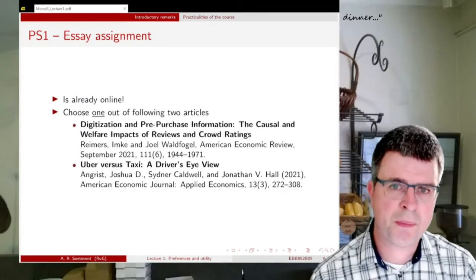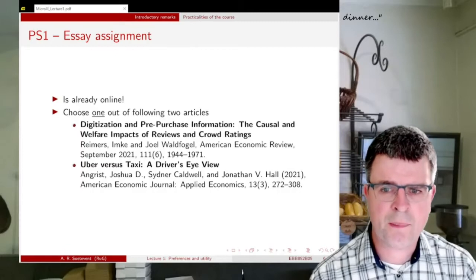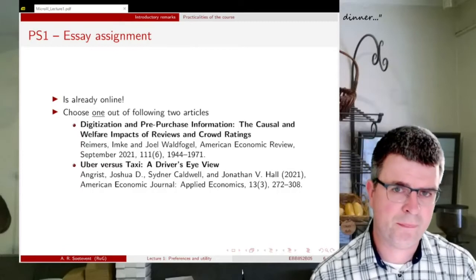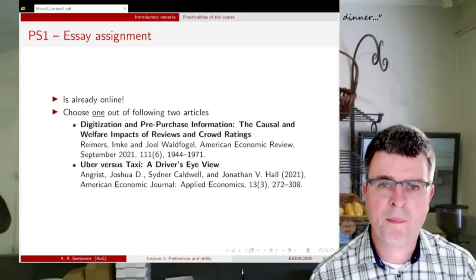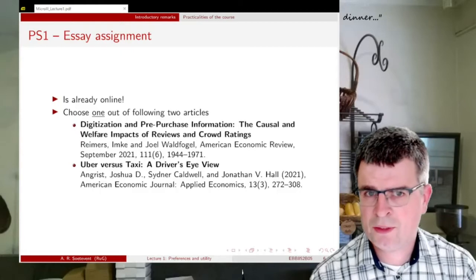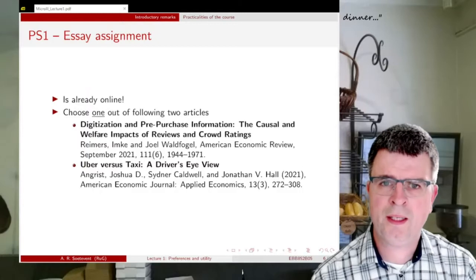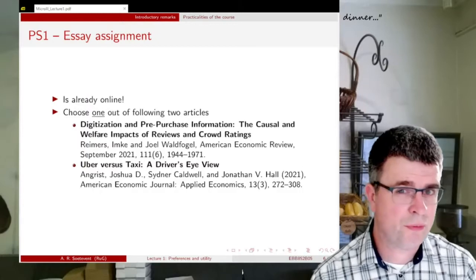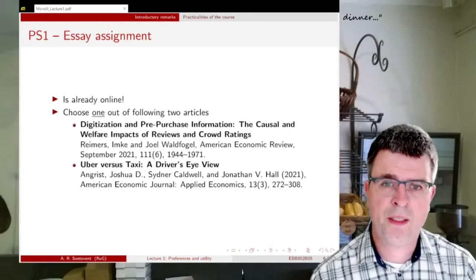The first one is by Imke Rijmers and Jo Waldvogel, called Digitization and Pre-Purchase Information. This paper starts with the observation that books are an experience good. That means you only find out the quality of a book, whether you like it, once you've read it. But it's very hard to know beforehand whether reading a book is worthwhile your time.